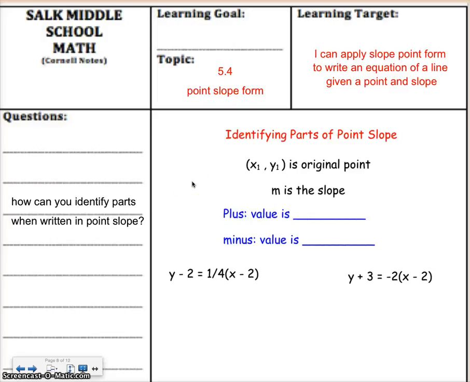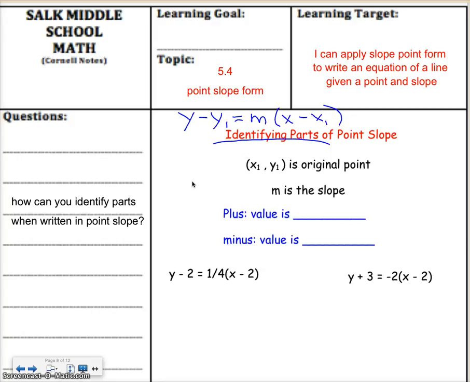Okay, the last part, my last learning objective for point slope form, is identifying the parts of point slope. And that can be really difficult. Everything stems from y minus y sub 1 equals your slope times x minus x sub 1. Everything stems from that equation. Notice that if it turns to plus, that's not the formula. The formula is minus y sub 1.